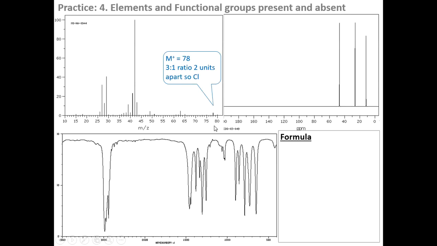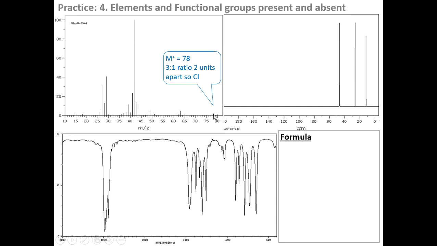Here's our fourth example. So again, you look as far up as you can in the mass spectra to get the molecular ion, and you see that there are two peaks there, a little peak over there and 2 units further down. So that's a clue for the chlorine, because it is in a 3:1 ratio. You can see the same thing over there.